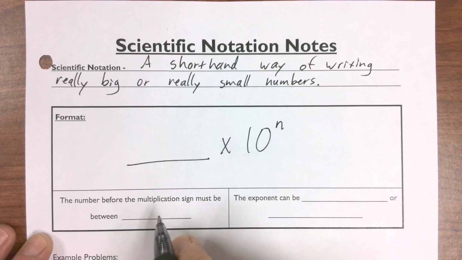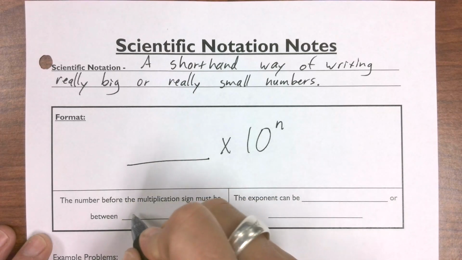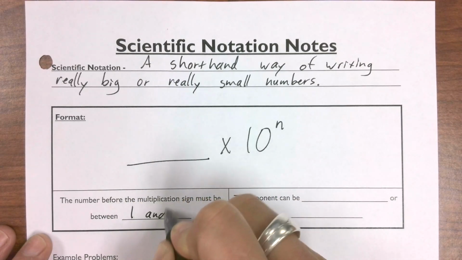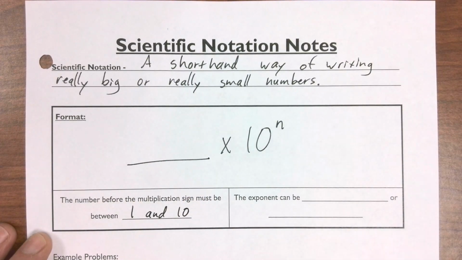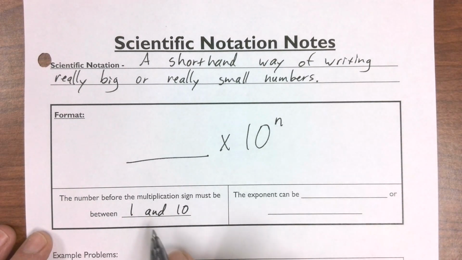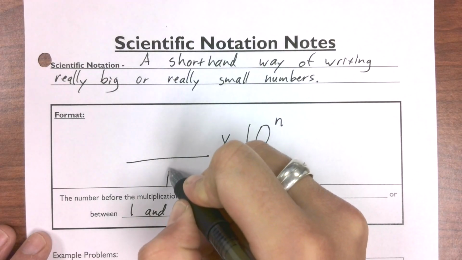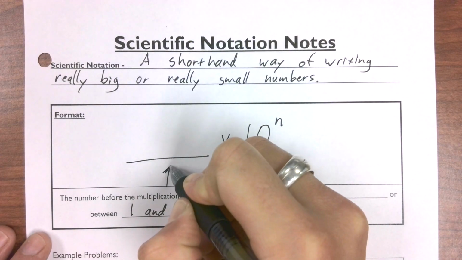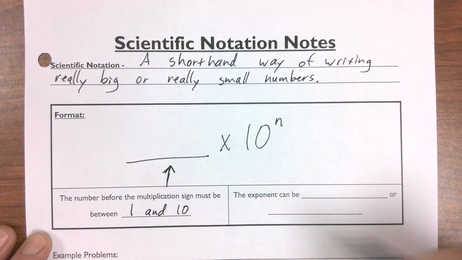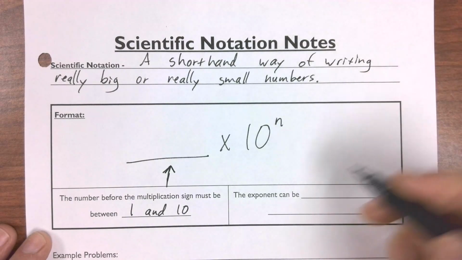So for one, the number before the multiplication sign, so that's the number that would fill in this blank right here, it has to be between 1 and 10. So it can't be a decimal, and it can't be 11 or anything like that. It has to be between 1 and 10. Okay, so I'm going to draw a little arrow from here to there so we're super clear about what we're talking about there. Next, the exponent, this number right here, it can be positive.